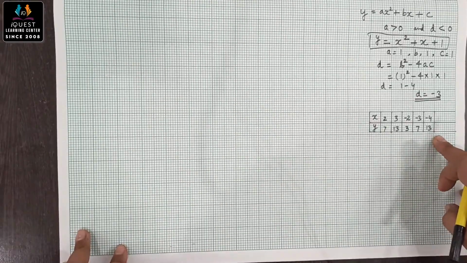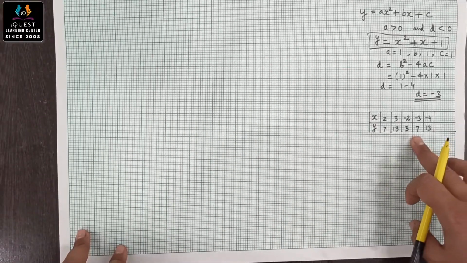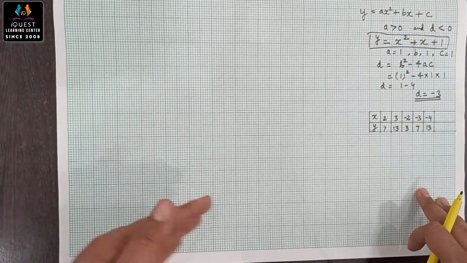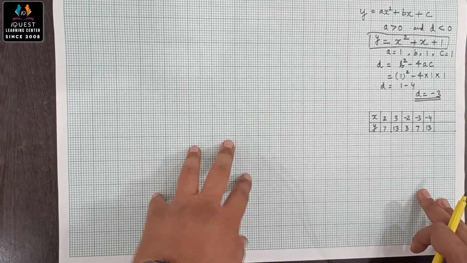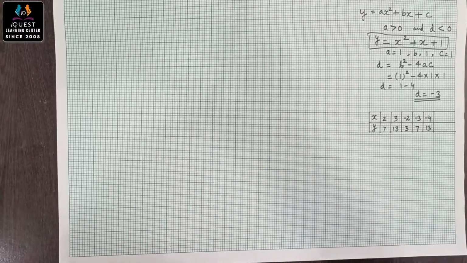To plot these values on the graph, now let's make the x-axis and y-axis, or we can say abscissa and ordinates.